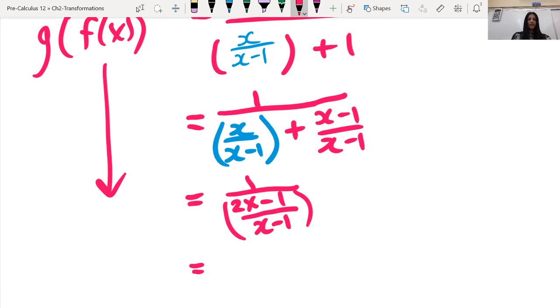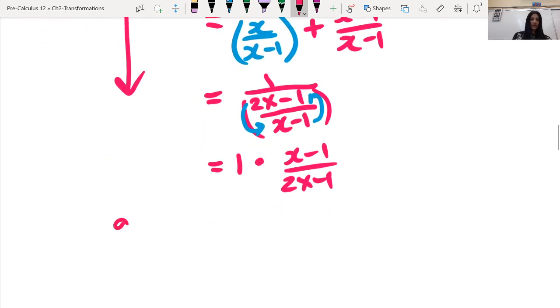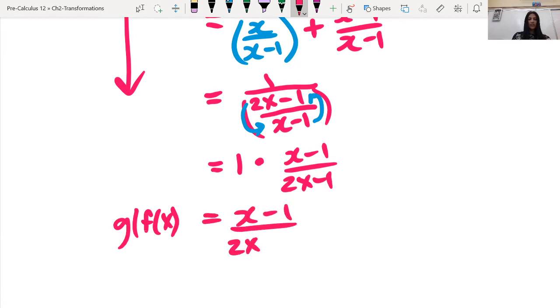So a nice way to deal with that is we can flip it and multiply by the reciprocal. Again, you don't actually have to do this, but I want to make sure that you all see where this is coming from. I'd flip it and multiply by the denominator, so it's like saying x minus 1 over 2x minus 1. So after all of that hard work, our g of f of x all ends up being x minus 1 over 2x minus 1.